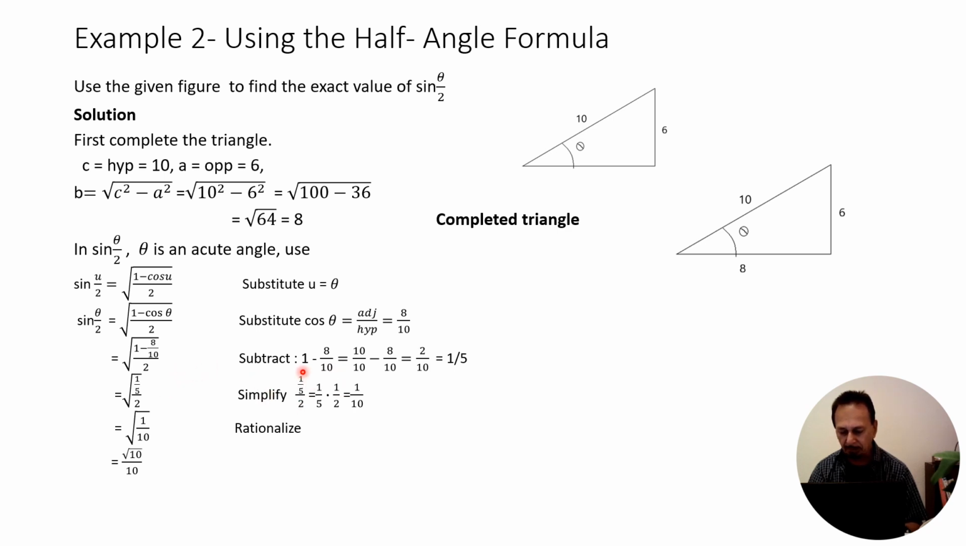So we can rewrite 1 as 10 over 10. Now we can subtract 8 from 10, which gives you 2 over 10, which is 1/5. So we now have the square root of 1 over 5 divided by 2. Now we simplify 1 over 5 divided by 2. We can write 1 over 5 times 1/2. It becomes 1/10. So now we have the square root of 1/10. Now we can rationalize, multiplying 10 on the top and 10 on the bottom. So we get the square root of 10 over 100, which is square root of 10 over 10.